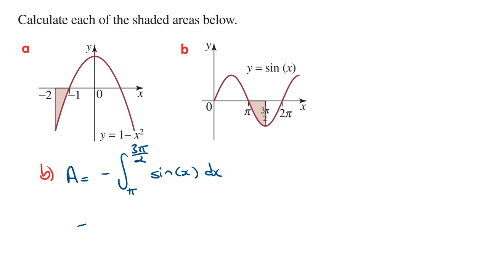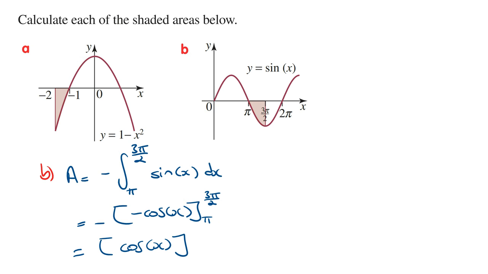Evaluating this is going to be minus cos of x from pi to 3 pi on 2. Taking out the negative, this is going to equal cos of x from pi to 3 pi on 2. Now subbing in the terminals, this is going to be cos of 3 pi on 2 minus cos of pi.